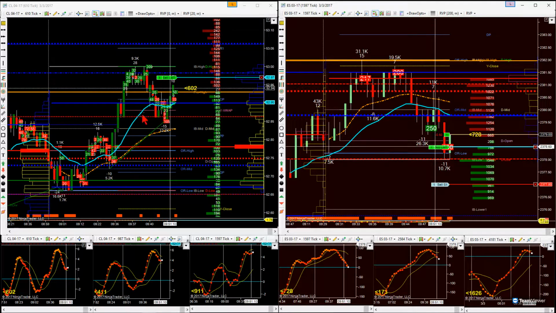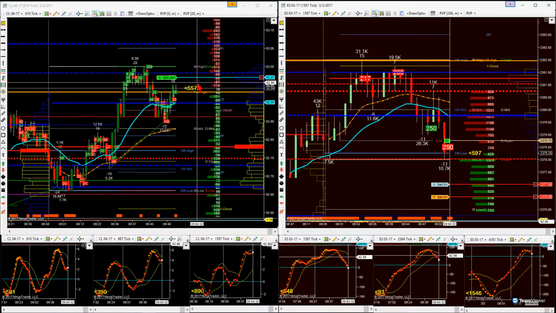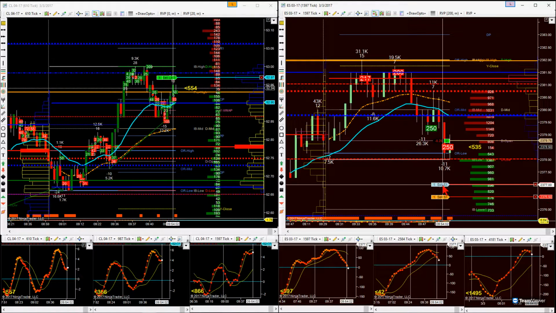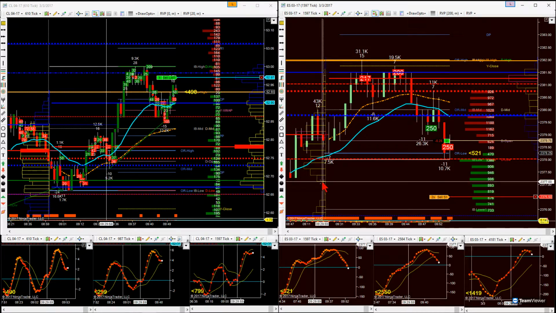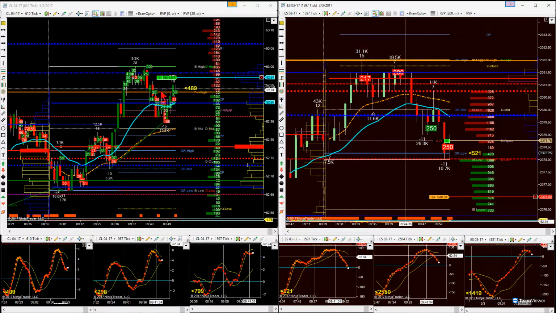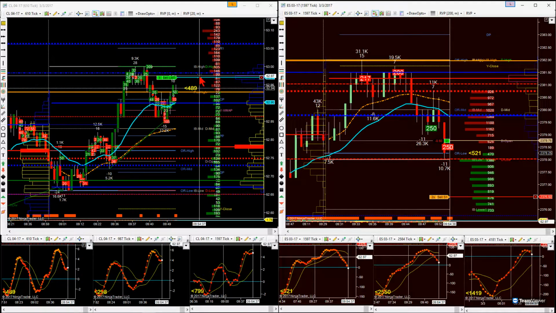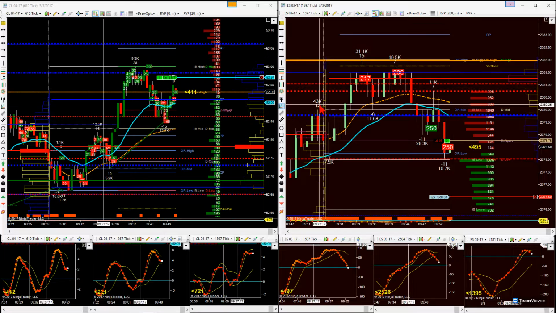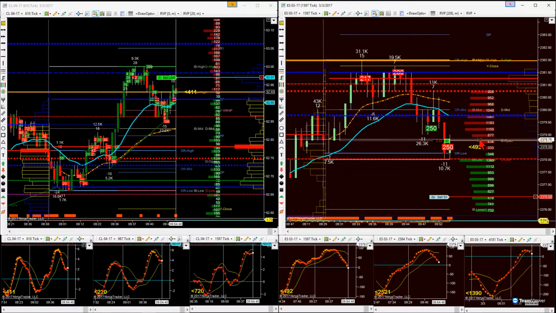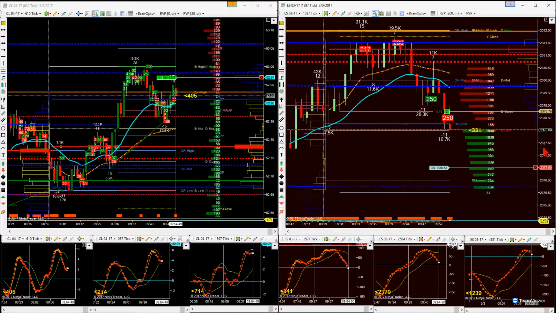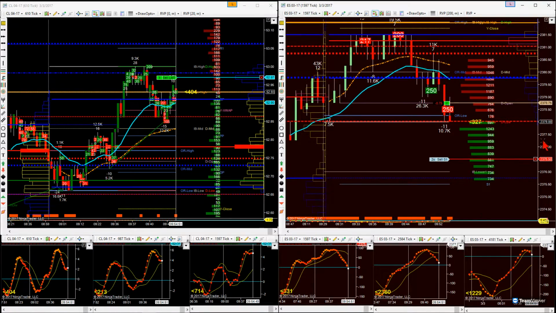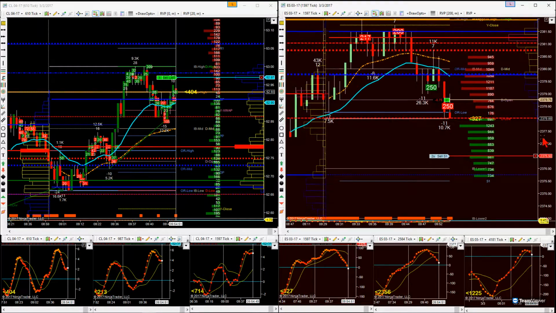But that's okay. Oil, in the meantime, I have my pending order to take a short up here. Still have negative divergence on the 610 and the 987, so I would be okay with getting into a short up here. And on the S&P, that's about all I'd be looking for at this point.